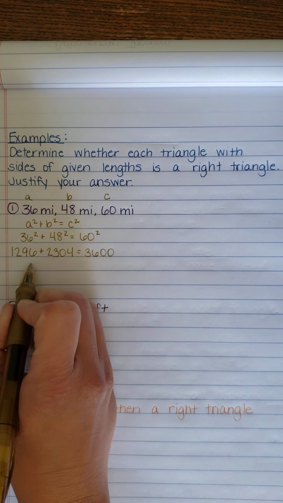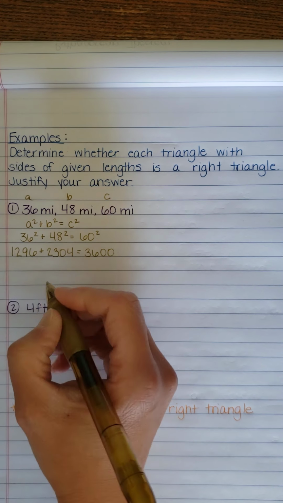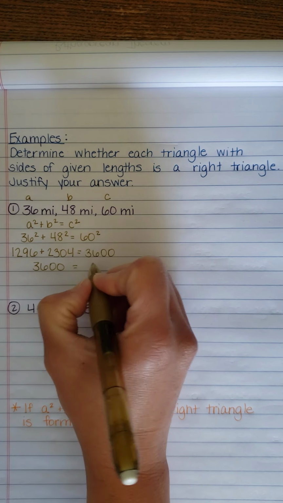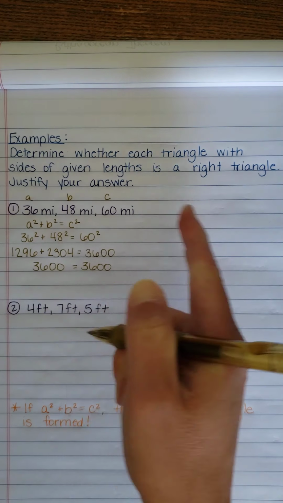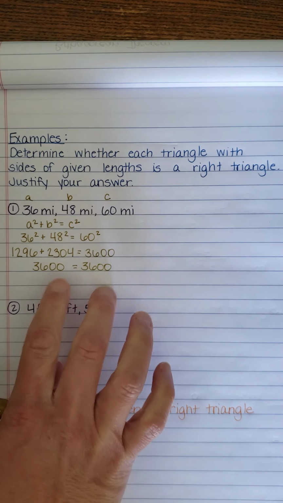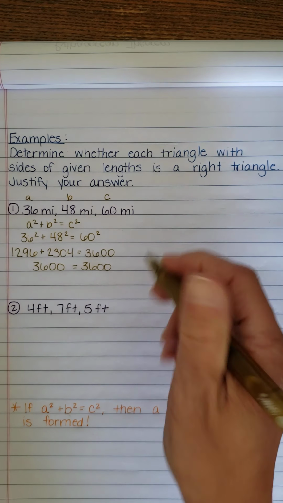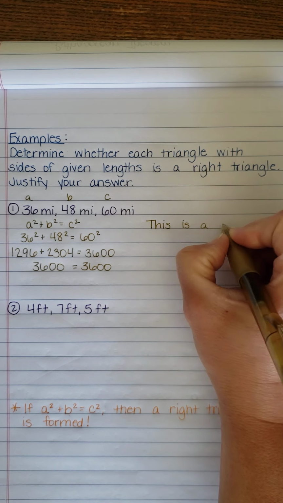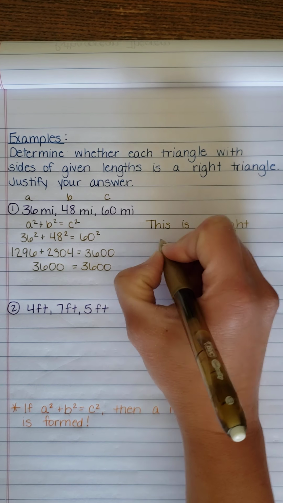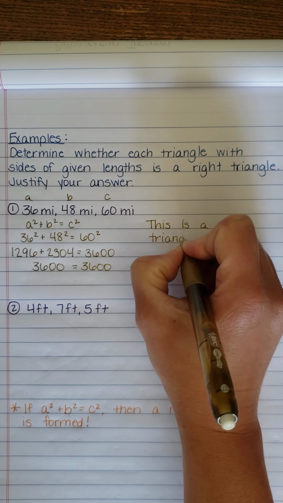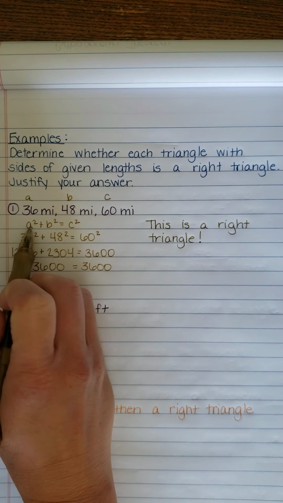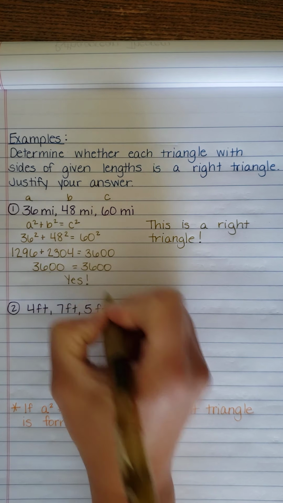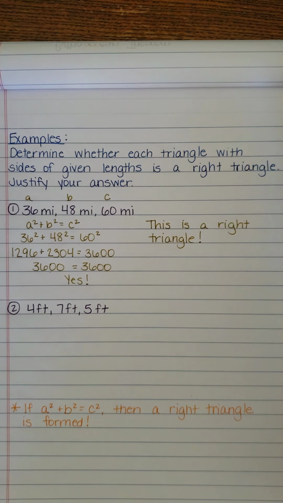All right, so 1,296 plus 2,304 is equal to 3,600. And does that equal 3,600? Because that's what we have on the right-hand side. So since both sides of my equation are equal, this is a right triangle, because a squared plus b squared does equal c squared. And if these are equal, then that means we have a right triangle.